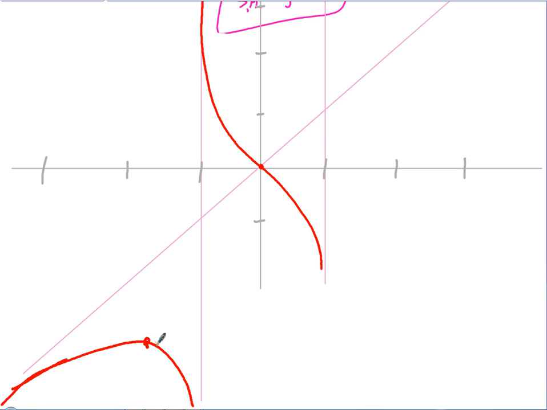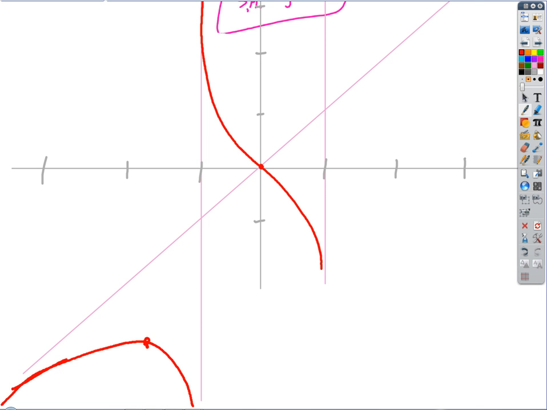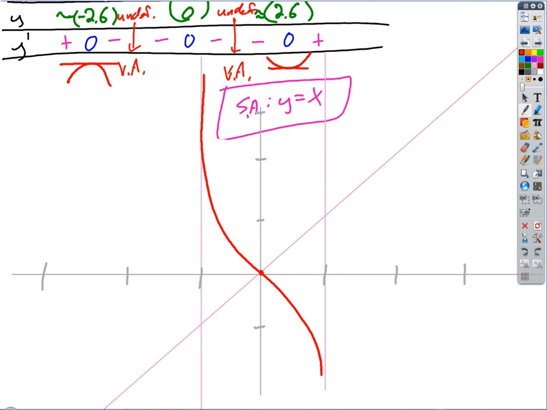Okay. We get the same thing up here, aren't we? If this one is a minimum at 2.6-ish, it's going to do the same kind of thing. It's going to come down, go like that. How about that?